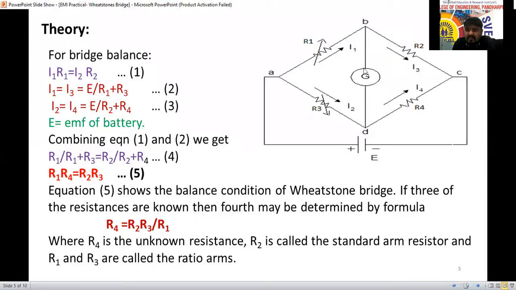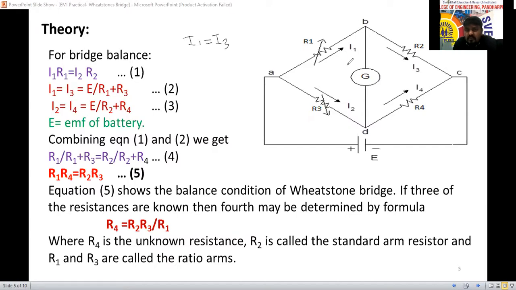If the bridge is in balanced condition, is current flowing through the galvanometer? If the bridge is balanced, no current will flow. So the same I1 current will flow through R3, R2 also, whatever the I3 I am using here now. So at balanced condition, can I write like this, I1 equal to I3? At balanced condition, I1 equal to I3. The same current is flowing here.